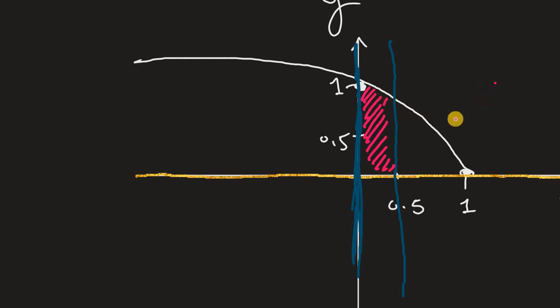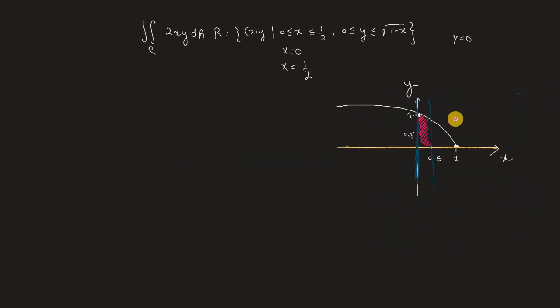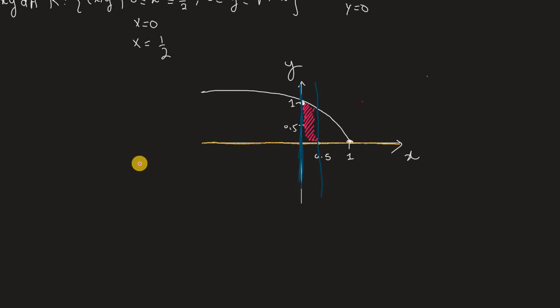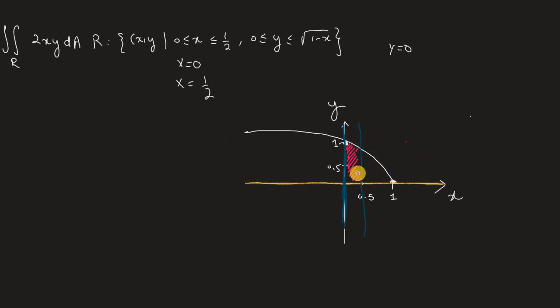Okay, so we're talking about this region. All right, so once we have drawn our region, now we can come back to our problem and figure out which one we should derive with respect to first. So we're going to rewrite the problem here, 2xy integrated with respect to dx or dy first, right?